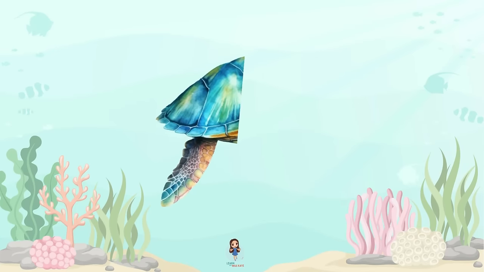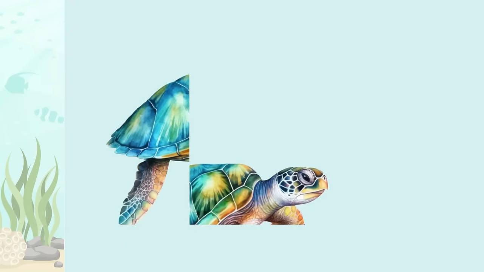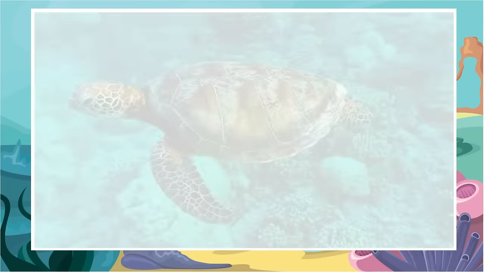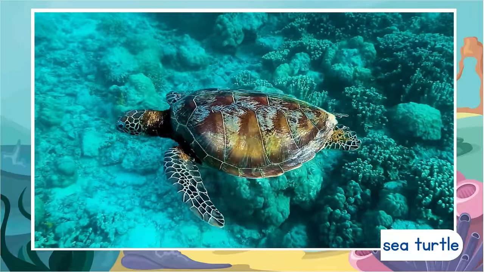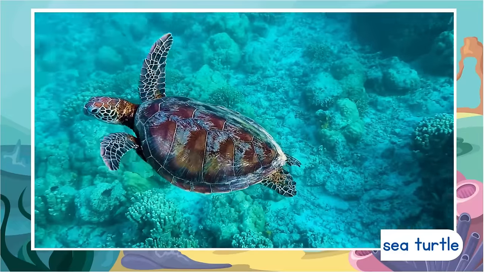Guess this animal. Sea turtle. This is a sea turtle.